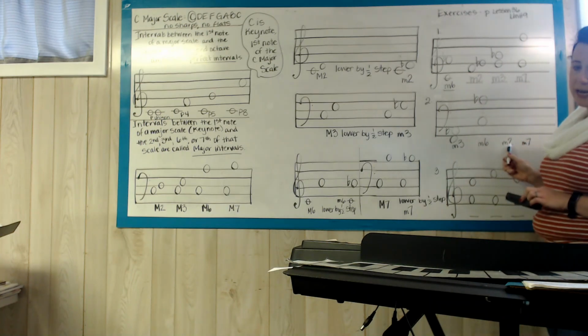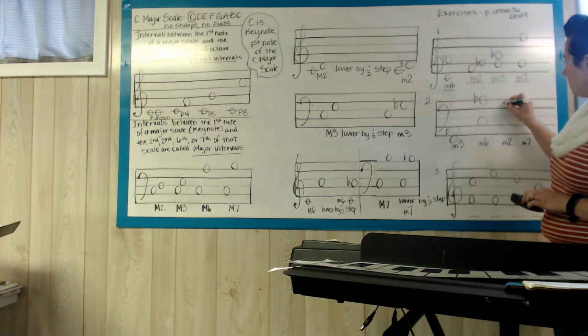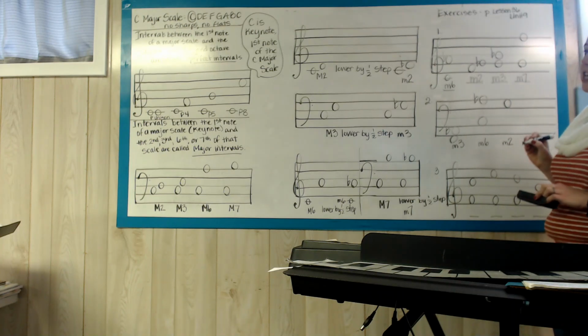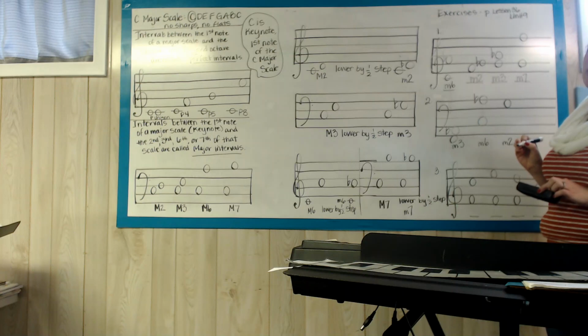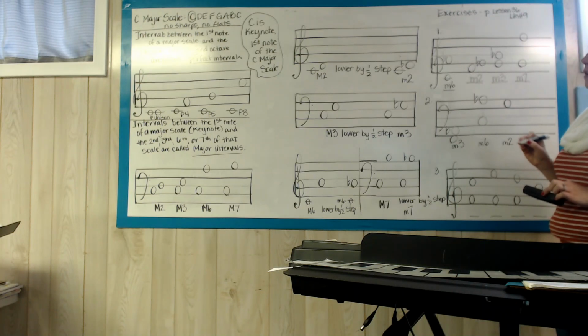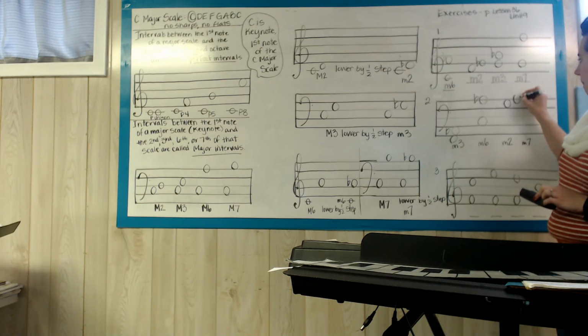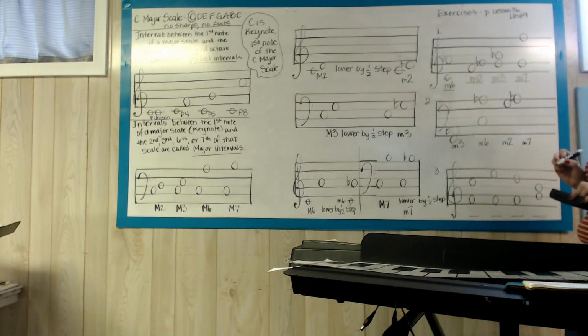Okay, minor 2nd. Our first note is G. We're in the key of G. In the key of G, we have 1 F sharp. G, major 2nd would be A. But since it's minor 2nd, we're going to lower that. So it's A flat.